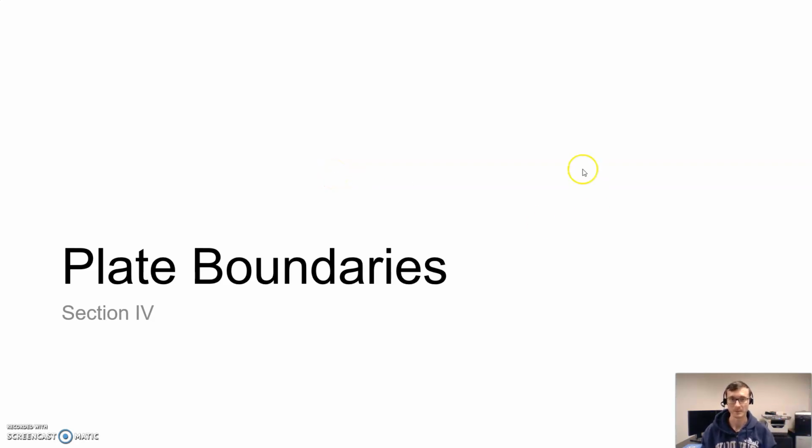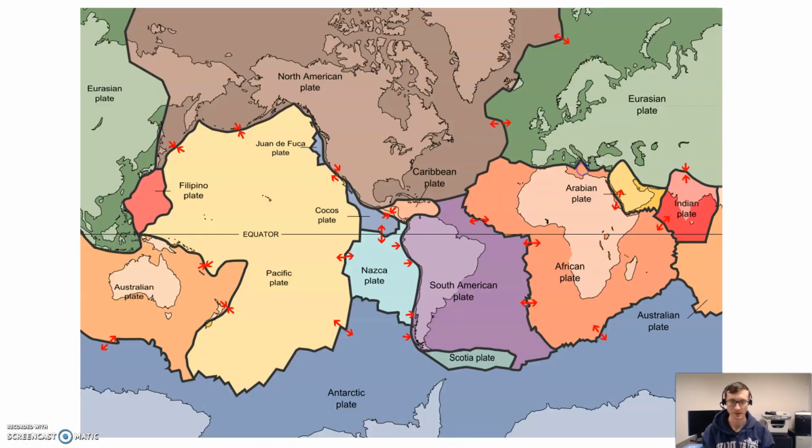This is going to be on plate boundaries. These are the places where the two plates meet. And if we take a look at our map here, there's actually a lot of different ways that this can happen. So a lot of different sorts of boundaries that we can have between the plates.